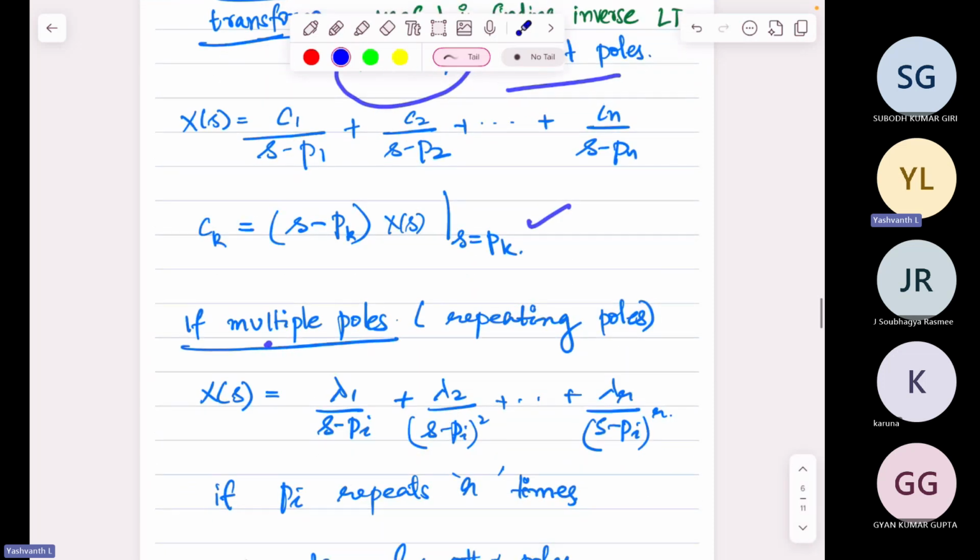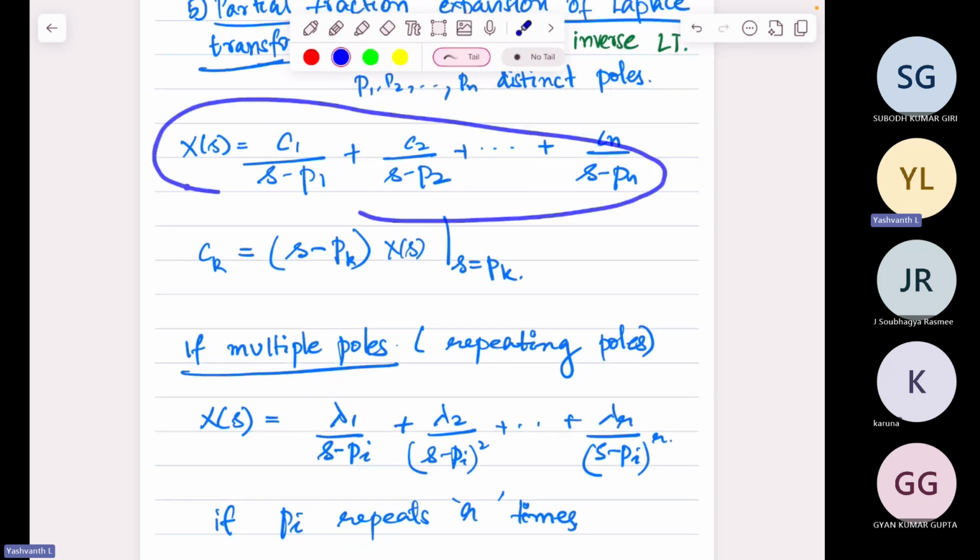Now, if there are multiple poles, that is, some given pole is repeating r times, how will the partial fraction look?